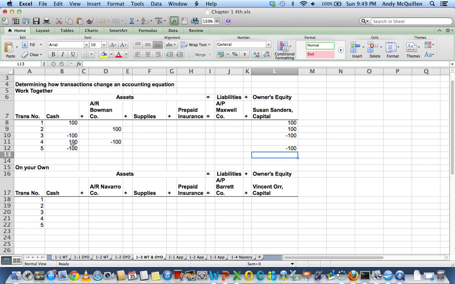And the last one, number 5, was paid cash to owner for personal use. That is similar to an expense. Our cash goes down, as does owner's equity. And that is Chapter 1.